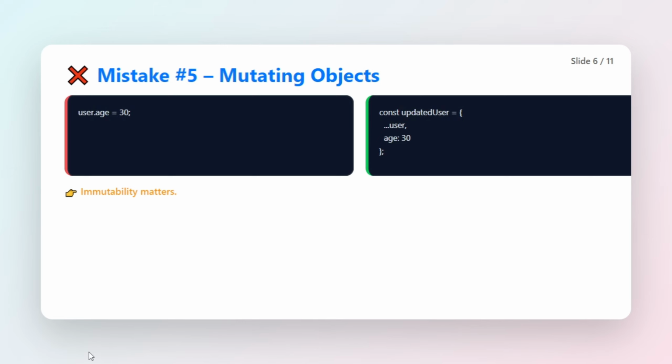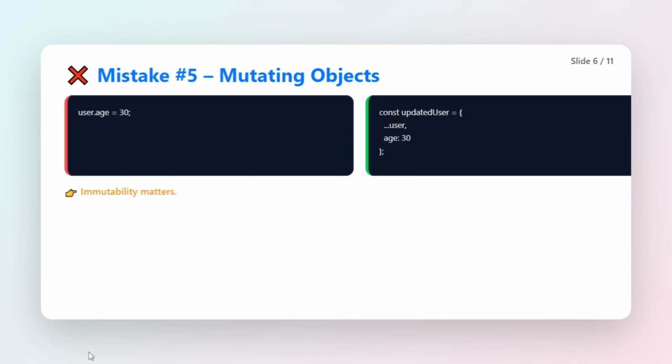This problem becomes much worse when you work with frameworks like React or Vue. You update an object, but the UI doesn't update. Or worse, it updates sometimes. And now you're confused, your users are confused, and everyone is unhappy. The fix is to avoid mutation and create a new object instead. Using the spread operator, you copy the existing object and override only the fields you want to change. This way, the original object stays untouched, and your changes are explicit and predictable.